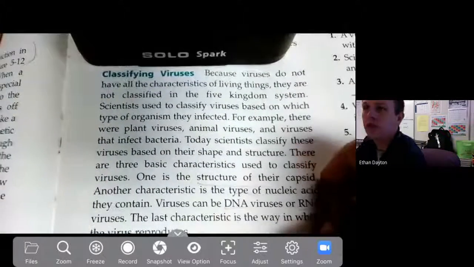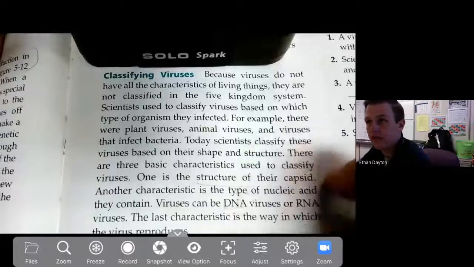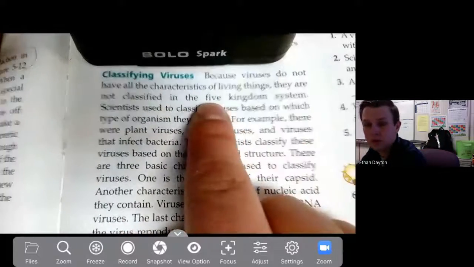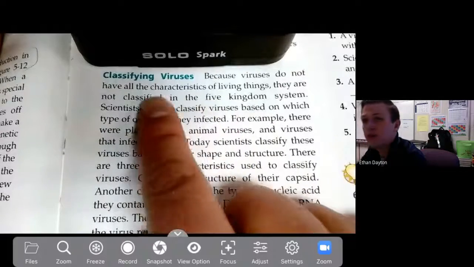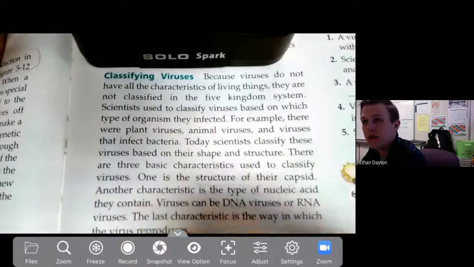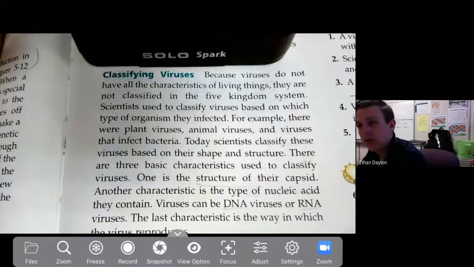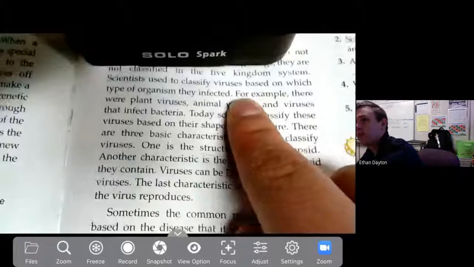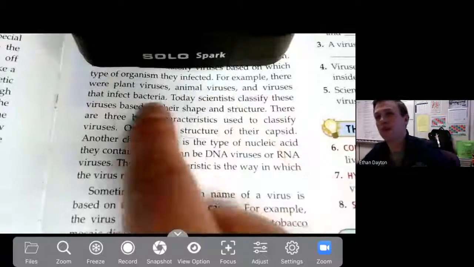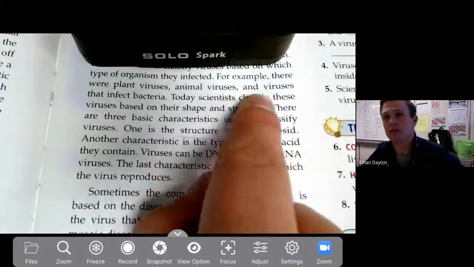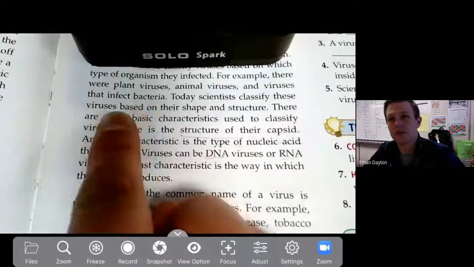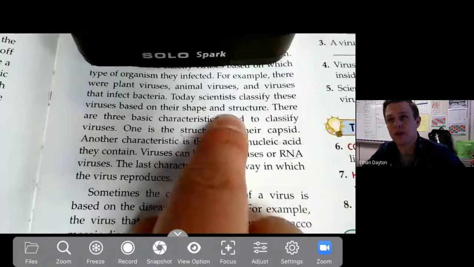Because viruses do not have all the characteristics of living things, they are not classified in the 5-kingdom system. In our case, we talk about the 6-kingdom system. Still, viruses are not included. They don't have all the characteristics of living things. Scientists used to classify viruses based on which type of organism they infected. For example, there were plant viruses, animal viruses, and viruses that infect bacteria. Today, scientists classify these viruses based on their shape and structure.